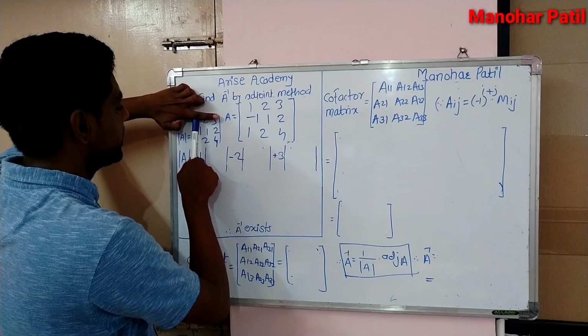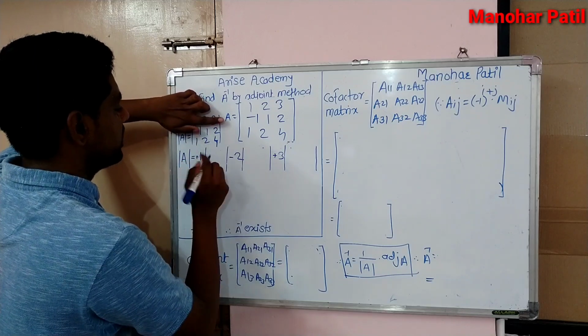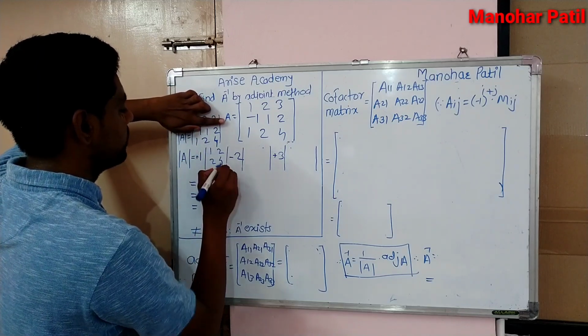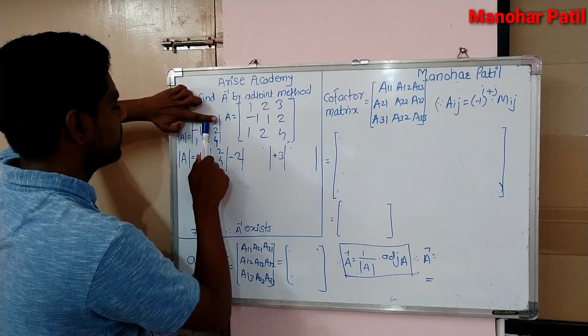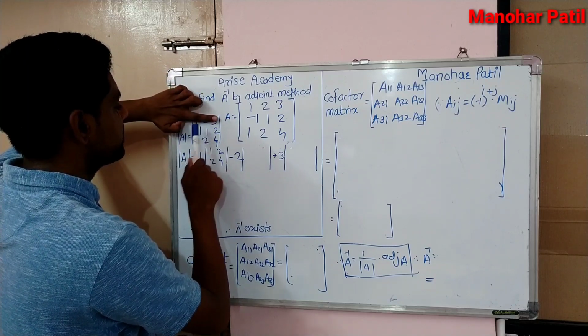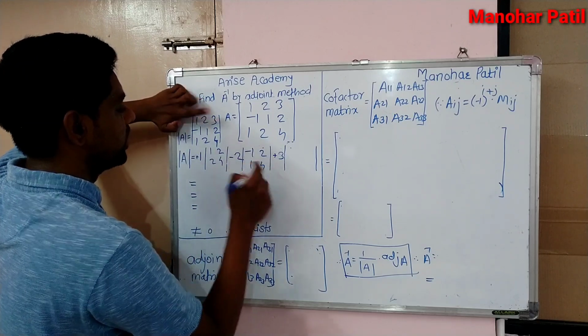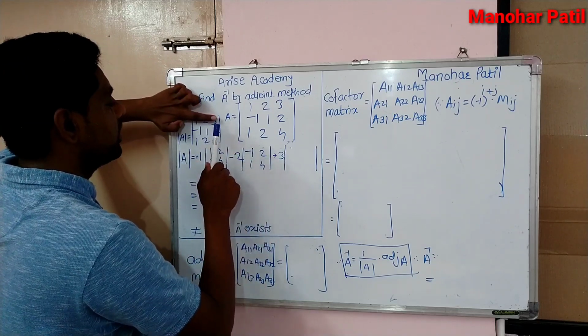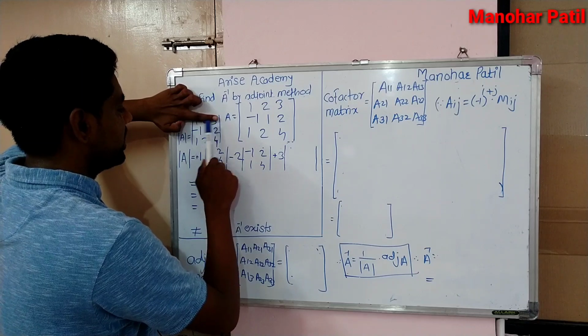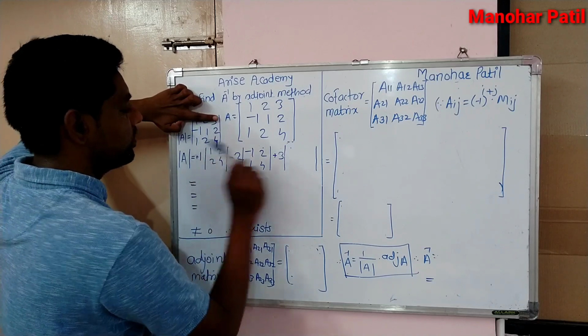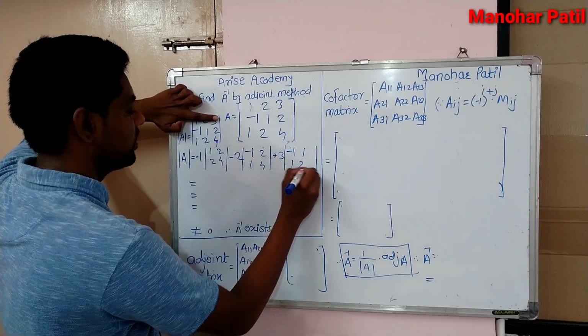So first element present in the first row, first column. So remaining elements 1 2 2 4. Second element present in the first row, second column. So remaining elements are minus 1 2 1 4. Third element present in the first row, third column. So remaining elements minus 1 1 1 2.